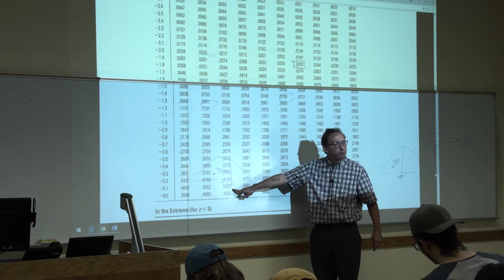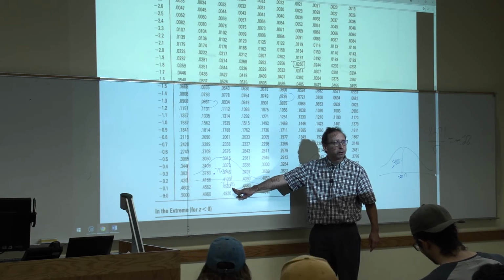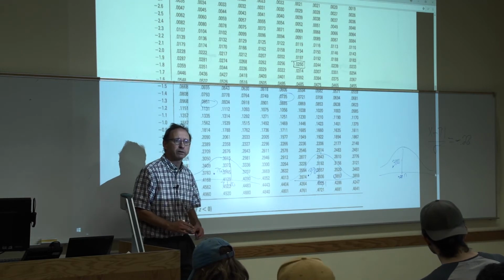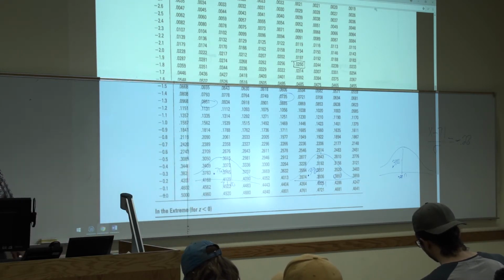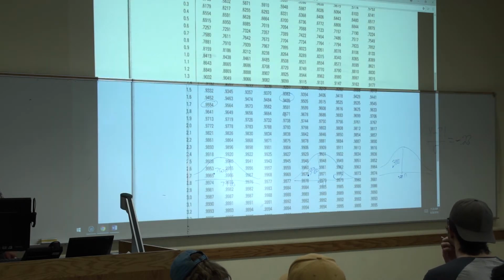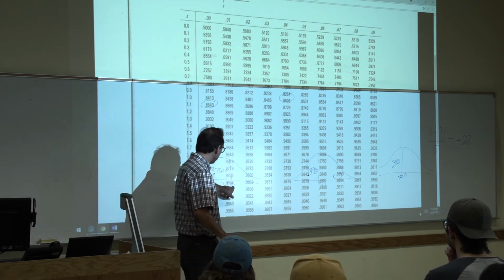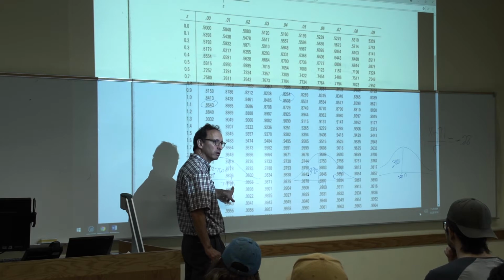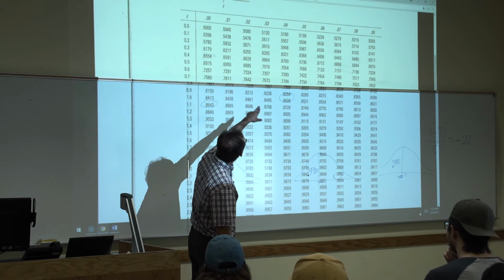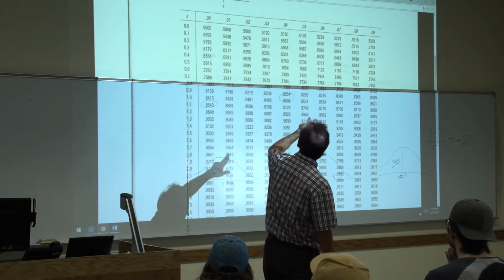What was the other information? It's over here, right? You're told that the value of 80 falls at the 75th percentile. So how can we use this information to figure out the standard deviation? You find the z-score for this value of 80. What's going to be the z-score for 80? You look up as close as you can to 0.7500 in the body of the table, and if you do that, what do you end up with?